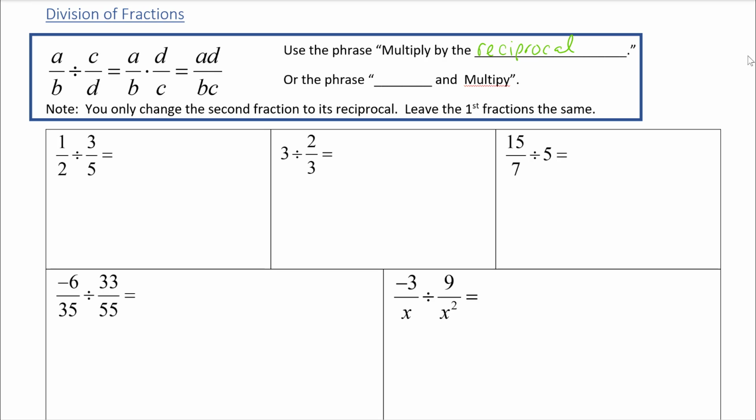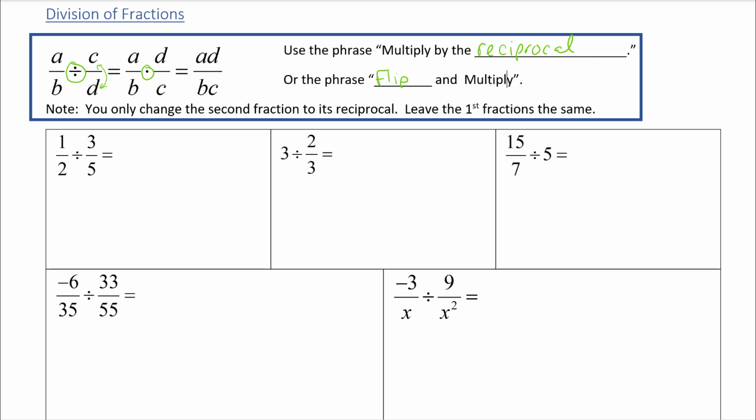So for example, we have a over b divided by c over d. I'm changing this divide sign into a multiply sign, and I'm going to flip the second fraction. Okay? So the phrase you can also use is flip and multiply. So it's always the second fraction that you're flipping. Okay? Leave the first fraction the same.